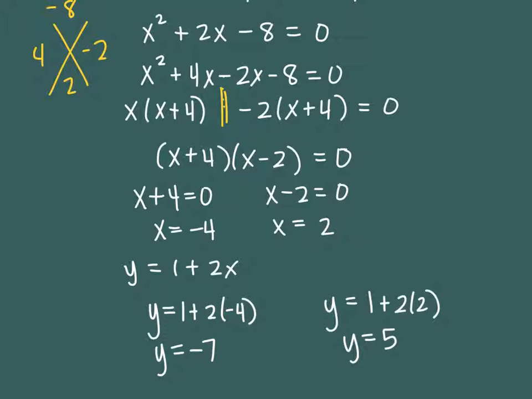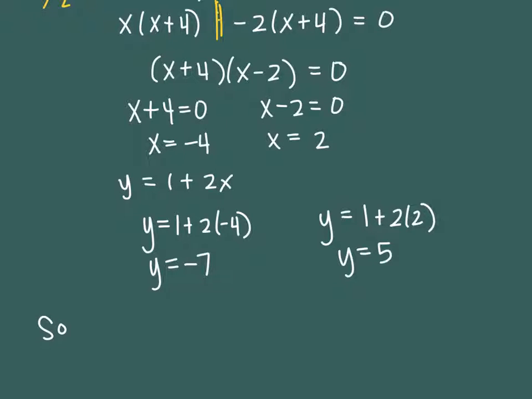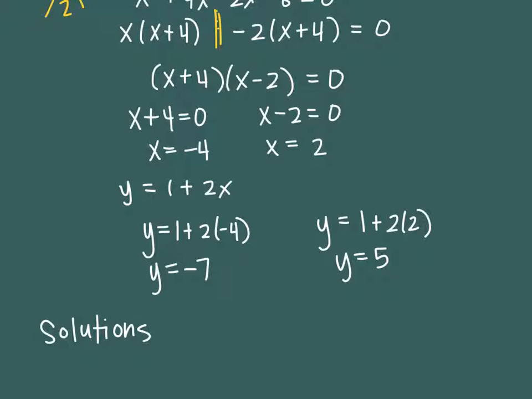Now you have to write your answer in pairs. Don't just list it like this, where you've got 2 x's listed and 2 y's listed. You want to pair them together. And so the solutions are -4 was the first x, and -7 was the first y. So those two get paired together.